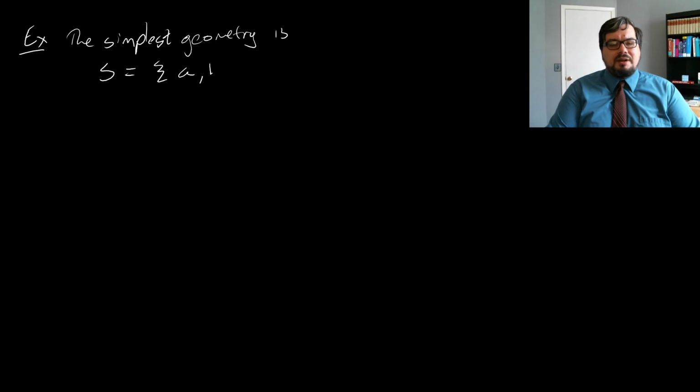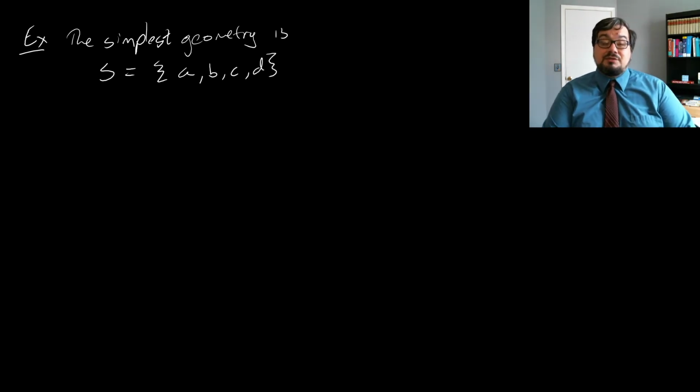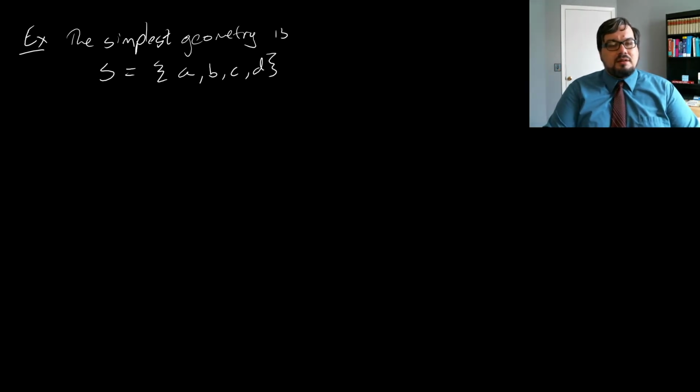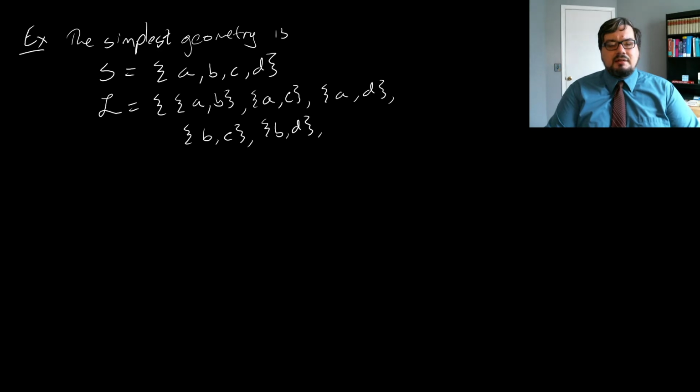So the simplest geometry, that is the one involving the fewest points, is the following. It's going to be a geometry containing 4 points. We know that every geometry has to contain at least 4 points because of axiom I5. Now the set of lines is going to be the following. There's going to be 6 lines, one for every pair of points. So AB, AC, AD, BC, BD, and CD. So that's our collection of lines.